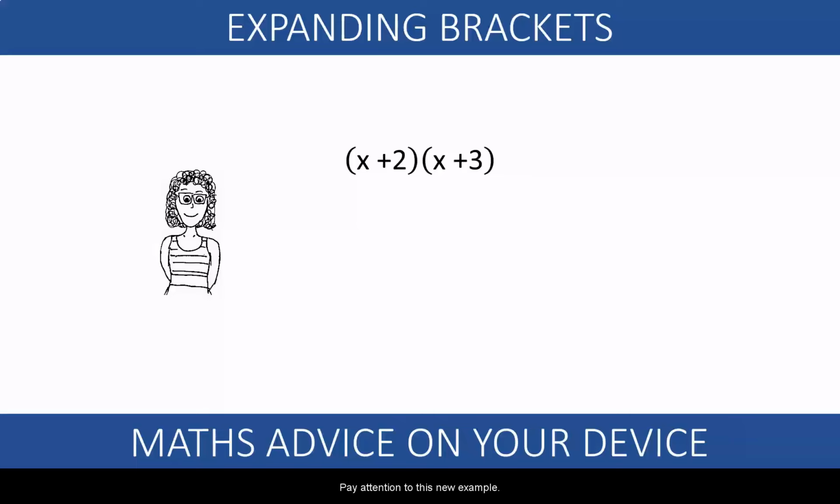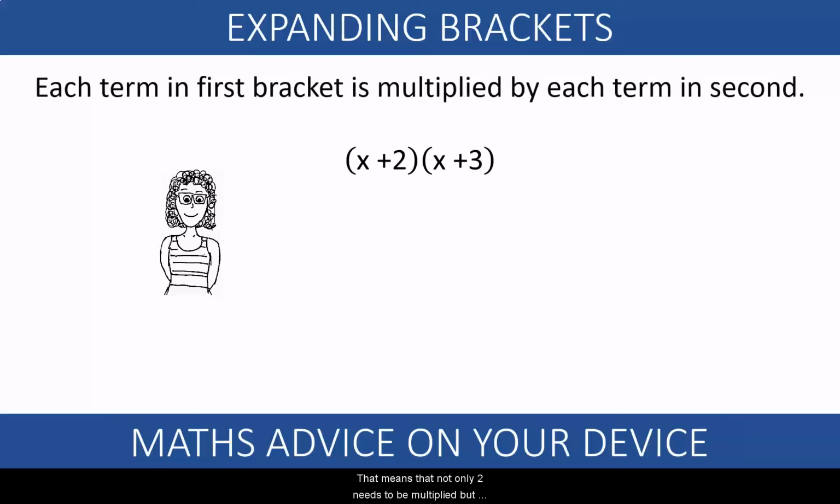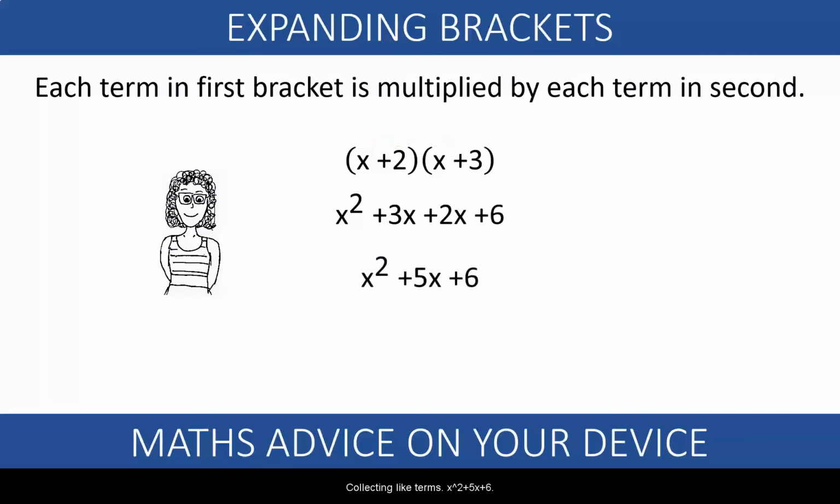Pay attention to this new example. We have 2 brackets, you see? That means that not only 2 needs to be multiplied, but also x. Each term in the first bracket is multiplied by each term in the second. x times x, x squared, x times 3, 3x, 2 times x, 2x, 2 times 3, 6. Collecting like terms, x squared plus 5x plus 6.